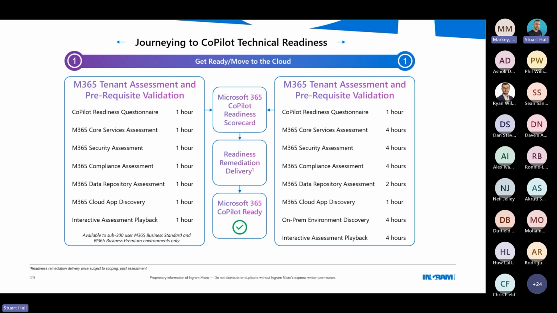And then the plus 300 seats goes a lot more in depth versus, say, 1 hour to 4 hours, for example. But we will deliver on there the Copilot readiness questionnaire. There is the core services, the security assessment, the compliance assessment, data repository, so where is everything sitting currently, cloud application, and also an interactive assessment playback. Out the back of this, because it's a lot more in depth, you then do get a really in-depth Copilot readiness report itself. But again, if that's something you're interested in looking further into, definitely contact the team at Kuiper.